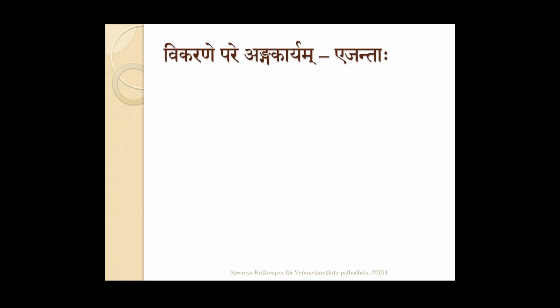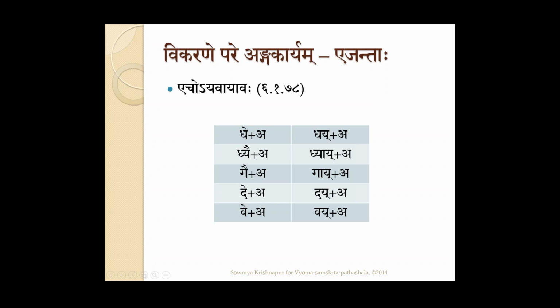एजन्ताः धातवः सन्ति, तेषाम् एचोऽयवायावः इत्यनेन साक्षात् अयादेशः. Okay, so they already have the ekara or aikara, so you just do an ayadesha with them. So dhe, dhet pane iti dhatuh, dhe, dhaya. dhyai, dhyaya. aikarasya ay, ekarasya ay. gai, gaya, gayati, dhyayati. de, daya, dayate. ve, vayati.